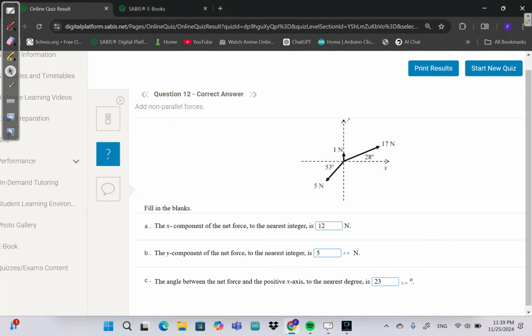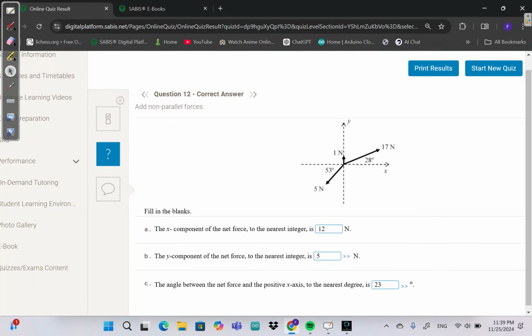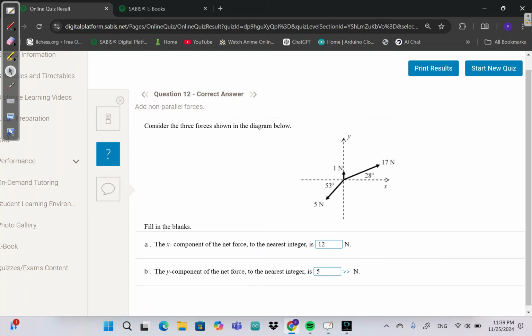Is there a third part? Yeah, there is a third part. Okay. The angle between the net force. Now we need to actually find the net force.